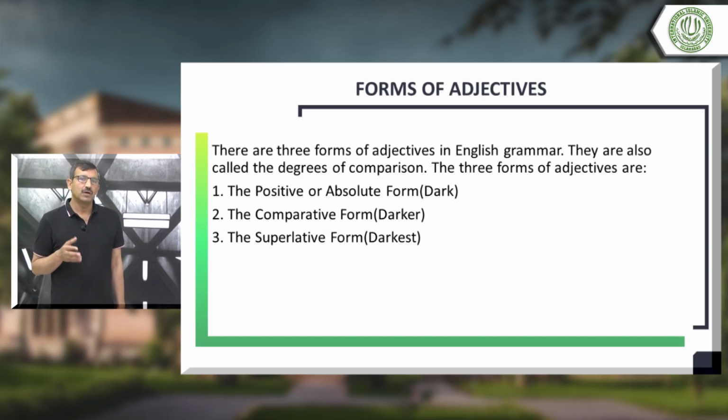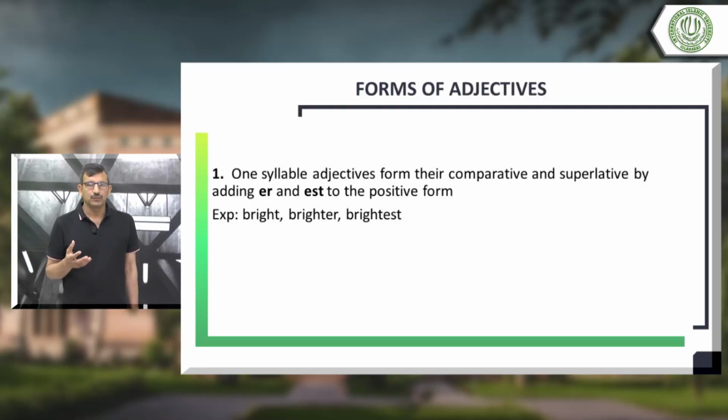The positive or the absolute form is, for example, dark. For the comparative form we use darker. For the superlative form we use darkest. How can we make comparative and superlative adjectives from the positive form?